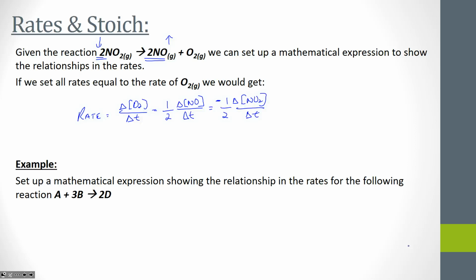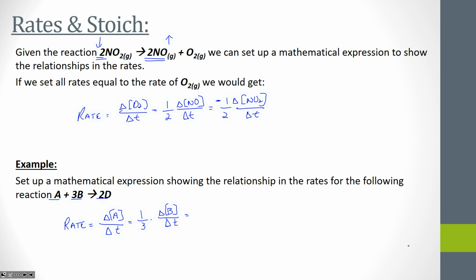So I'm just going to do A because I find that's the easiest one. The rate for A is the change in concentration of A over the change in time. To make B equal to A, it's a 3-to-1 ratio, so B is going to be changing 3 times as fast as A. To make it the same as A, I'm going to have to times it by a third. So the change in B over time.